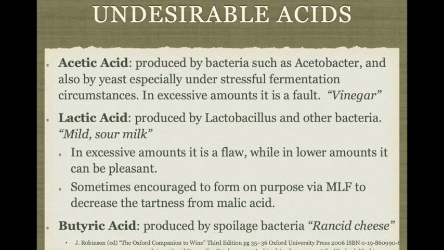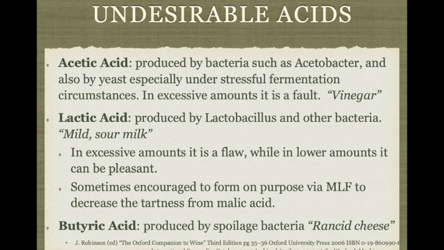So some of the undesirable acids that can occur in mead: acetic acid, which is the same acid in vinegar, and it can be produced by certain bacteria, including Acetobacter or Gluconobacter, but you do not have to have the bacterial infection for that to happen. It can also be produced by yeast, especially under stressful fermentation circumstances such as high temperature. The acetic acid is the acid of vinegar, so that's what it smells and tastes like, although at lower amounts it might have more of a bitterness.